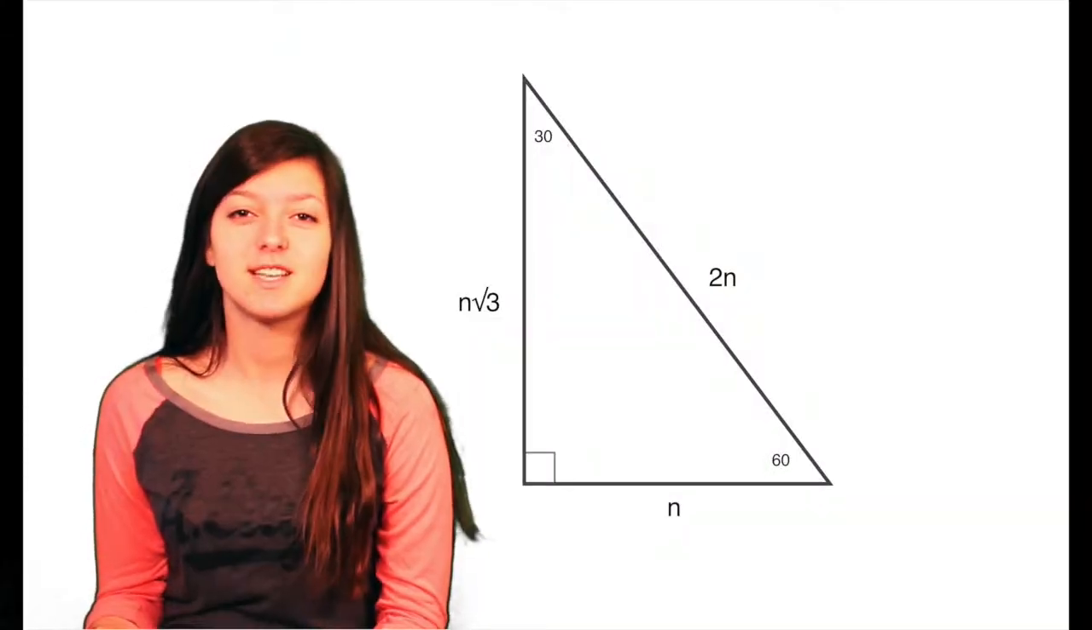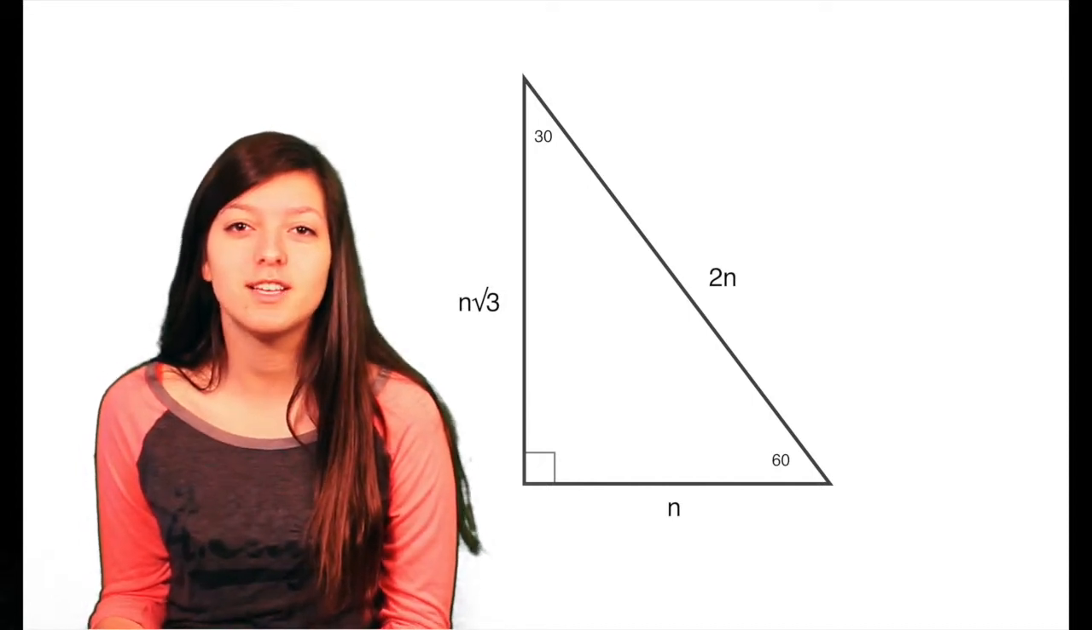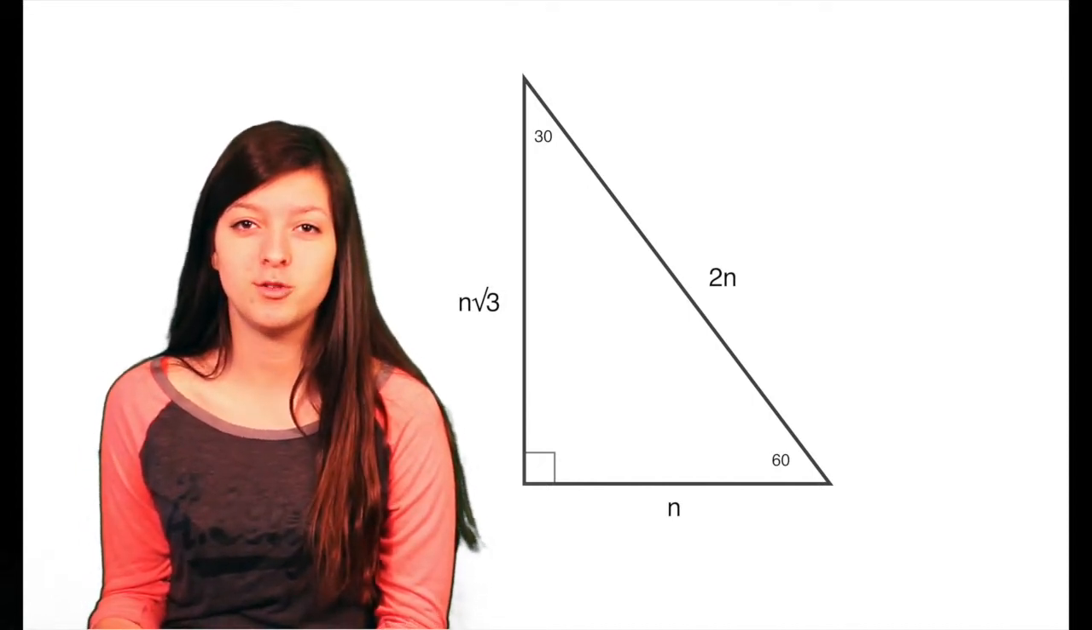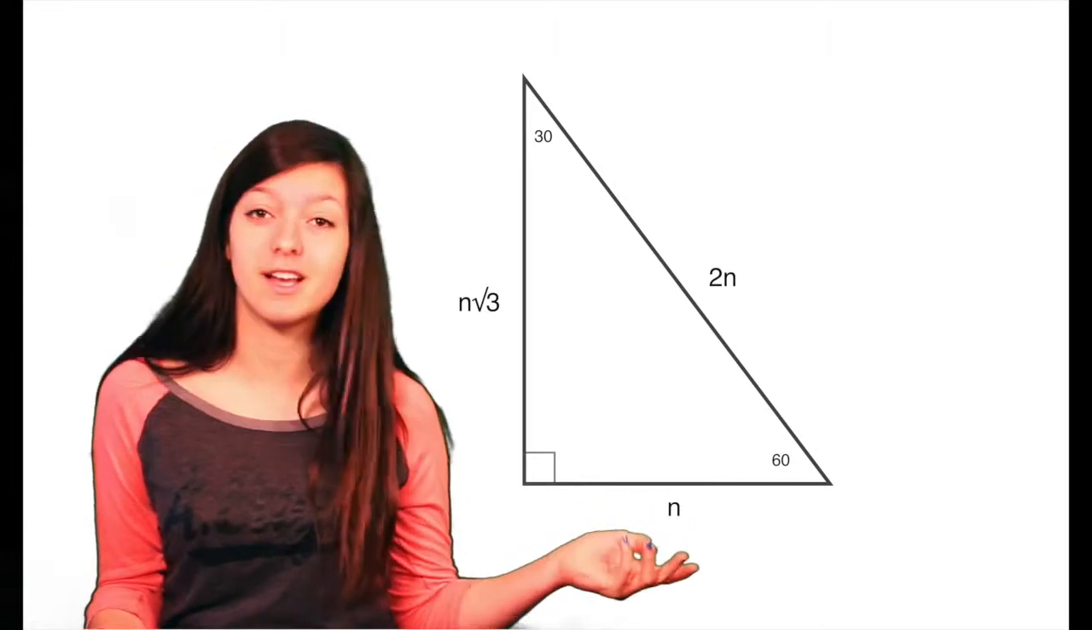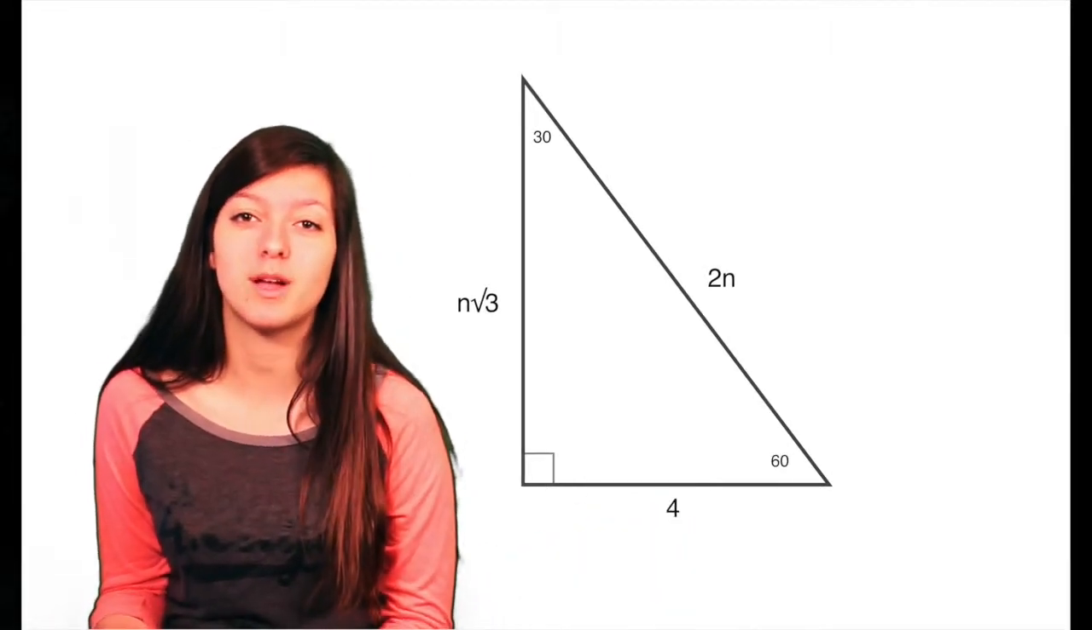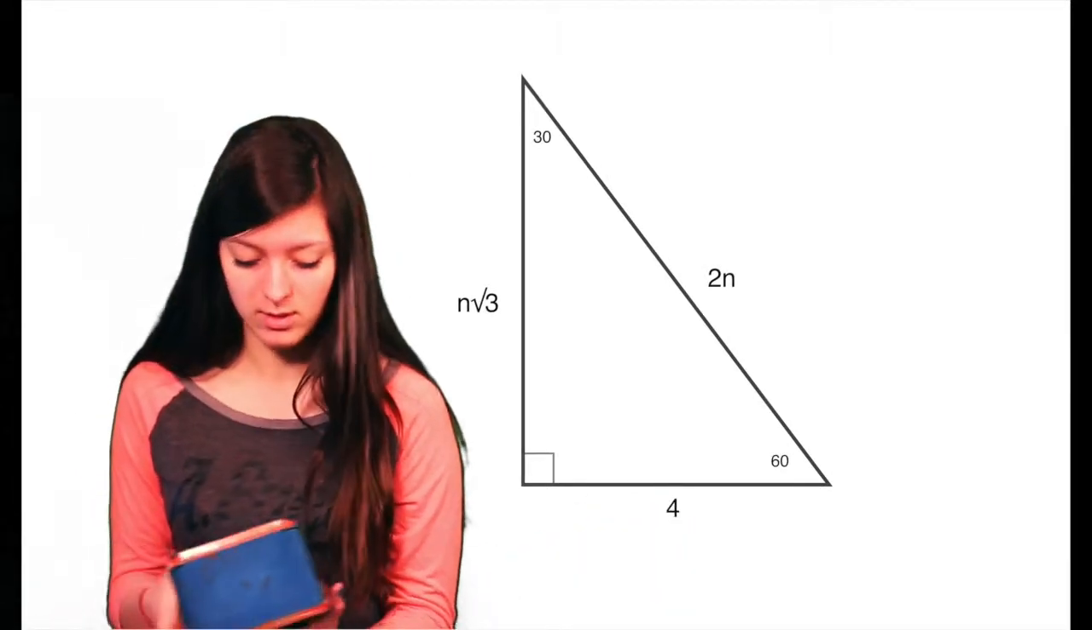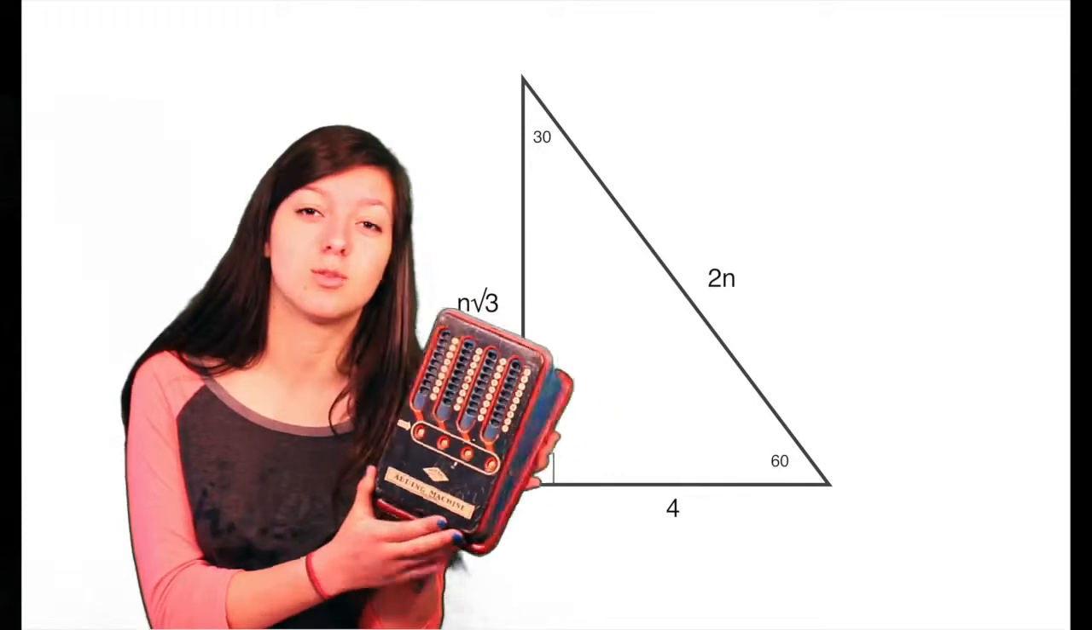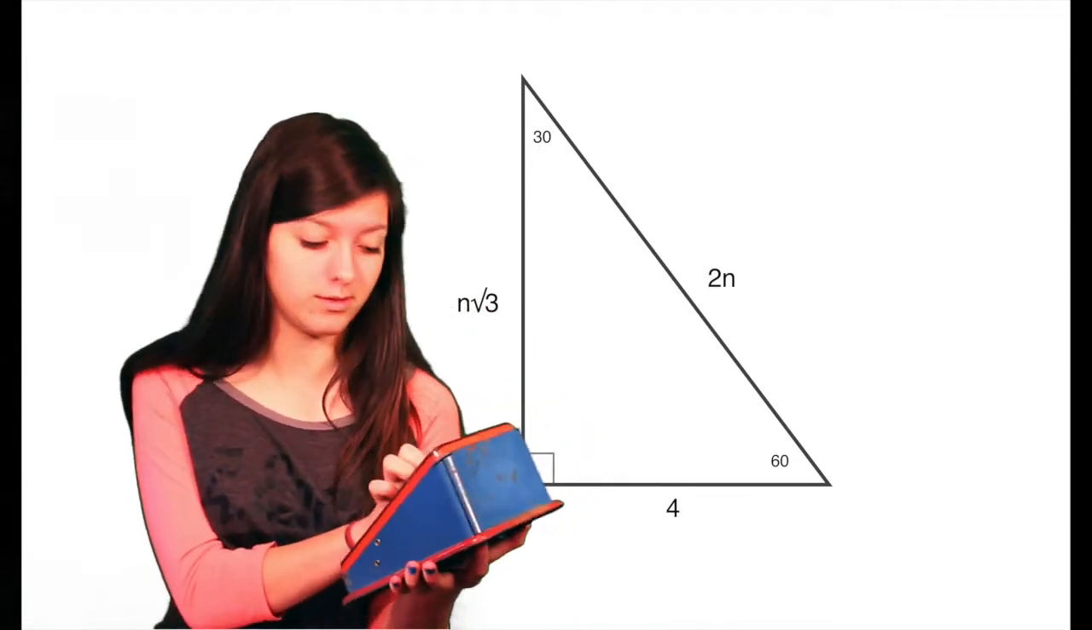Let's look at an example. In this example, the shorter leg is n, the longer leg is n root 3, and the hypotenuse is 2n. We know that this leg, n, is 4, so we can multiply 2 times 4 to get the hypotenuse. This calculator does not multiply, so we'll just add 4 plus 4.